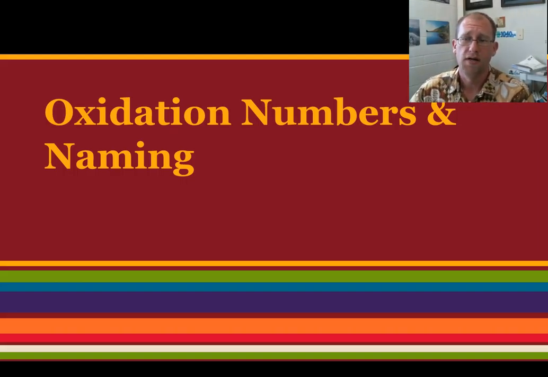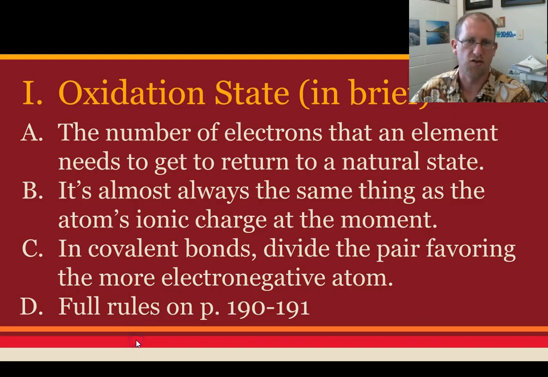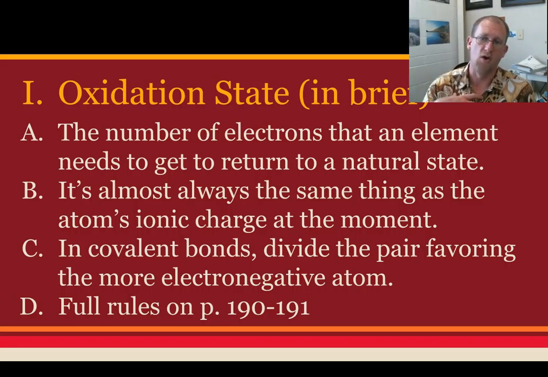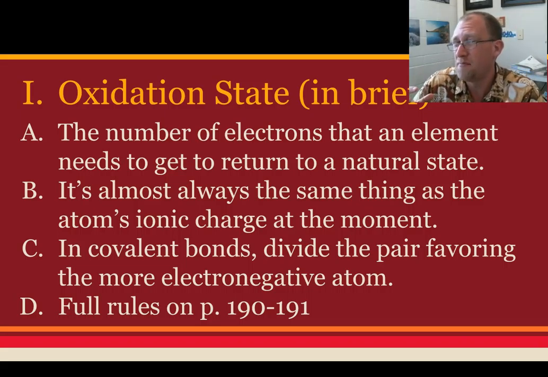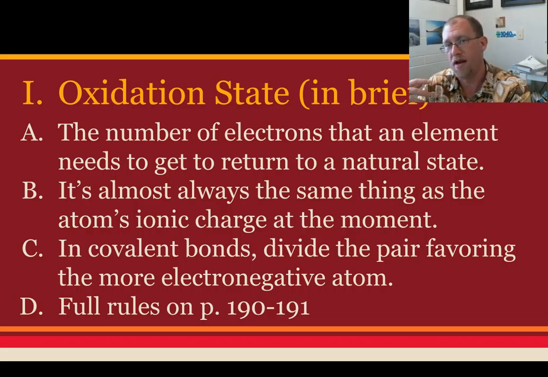Okay, so here we are talking about naming molecules and just a quick recap of oxidation. Oxidation states, that is the number of electrons that an element needs to get to return to a natural state. So if an element has lost electrons, it needs them back in order to get to a natural state, so its oxidation number will be positive. If an element has gained electrons, then it needs to get a negative number of them to return to a natural state, so its oxidation number will be negative.